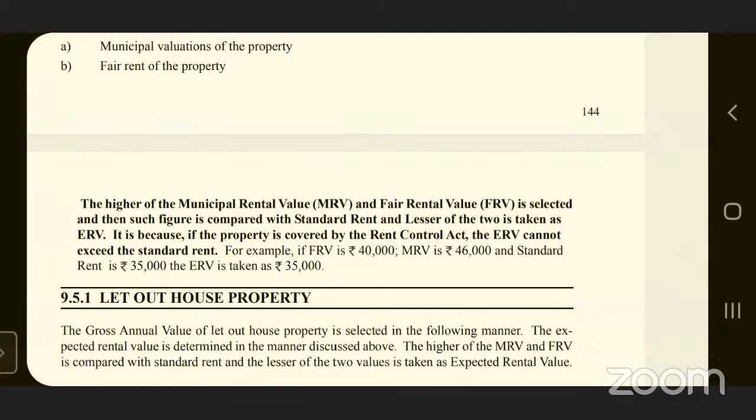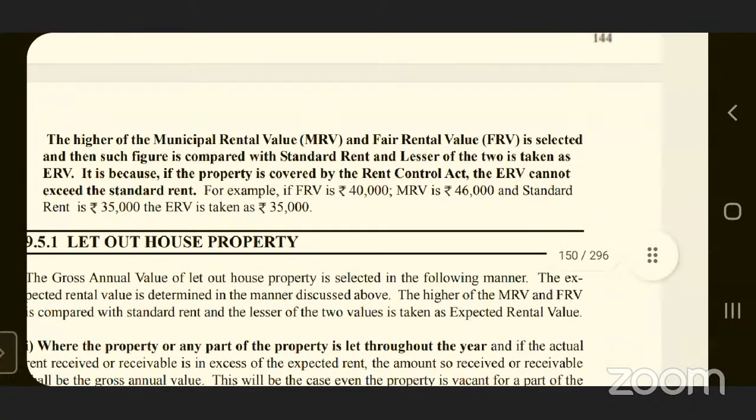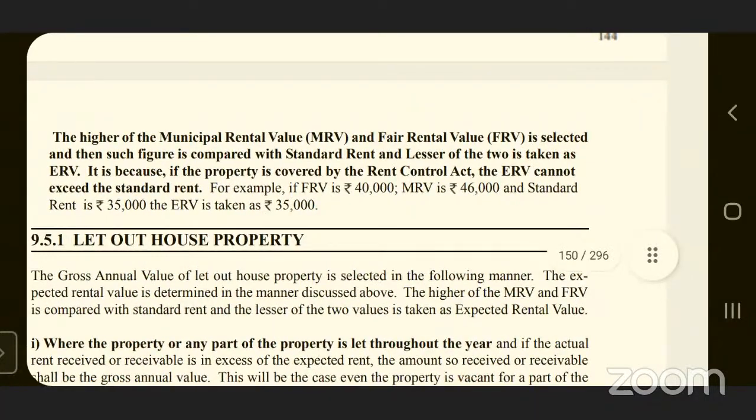So in the first step, we are going to arrive at one amount that should be compared with the standard rent, and the lesser of the two is taken as ERV. Here is one small example. A property is covered under the Rent Control Act. He is mentioning fair rental value as 40,000 and municipal rental value as 46,000.